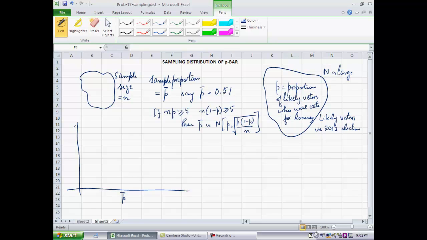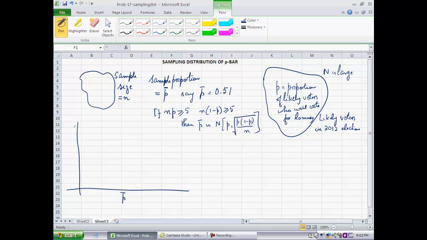Notice that p is a number between 0 and 1. I just don't happen to know it for sure. It's a constant. If I had enough time and money, I would ask each likely voter and I could get a precise value for p with absolutely no uncertainty. It's just that I cannot do it for all practical purposes.